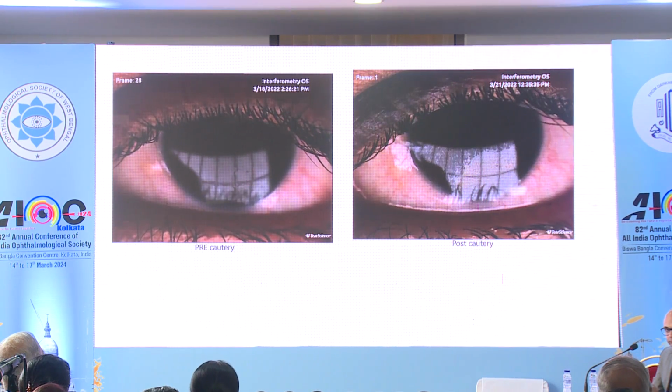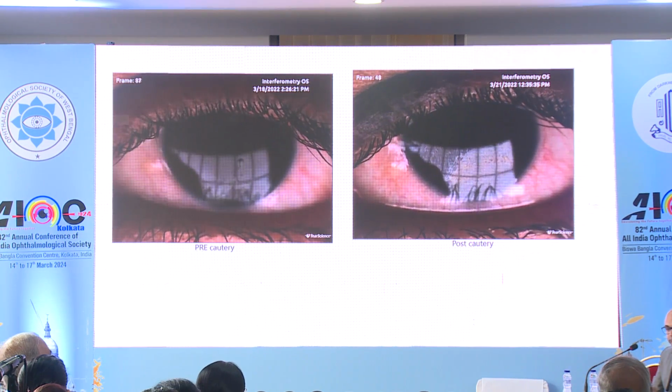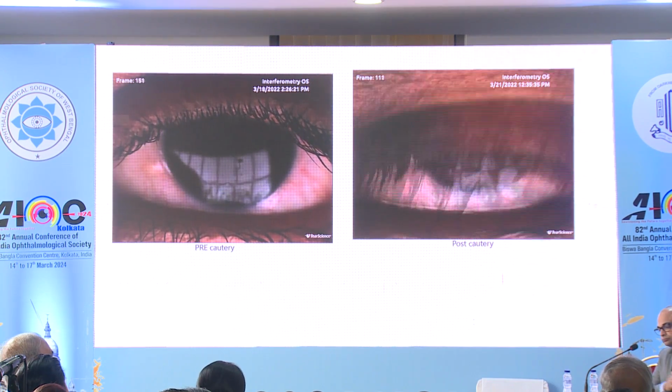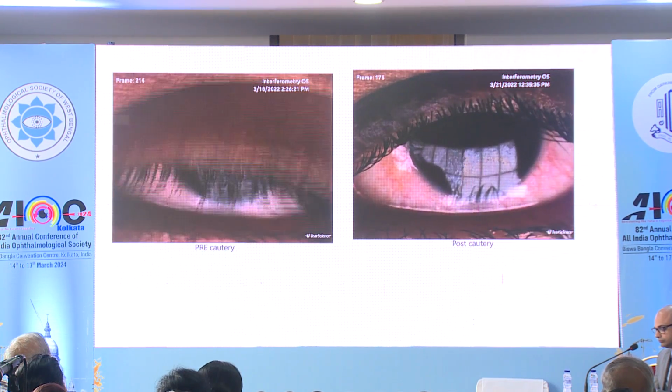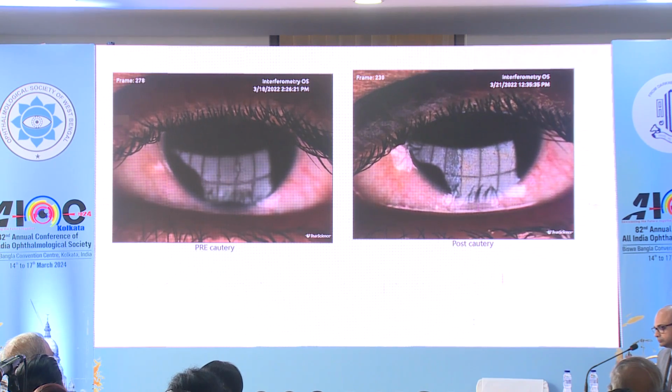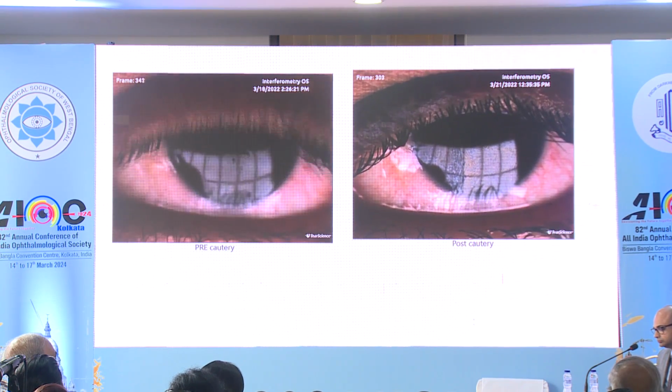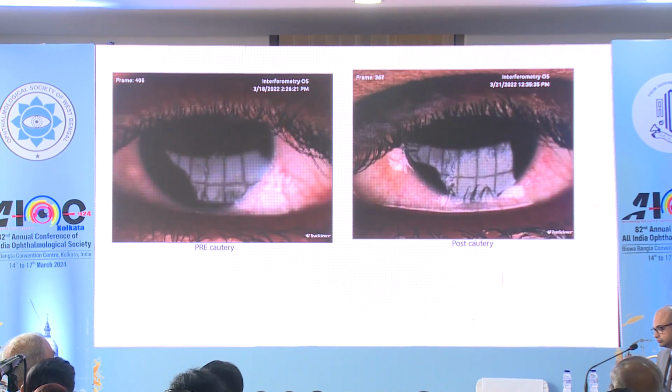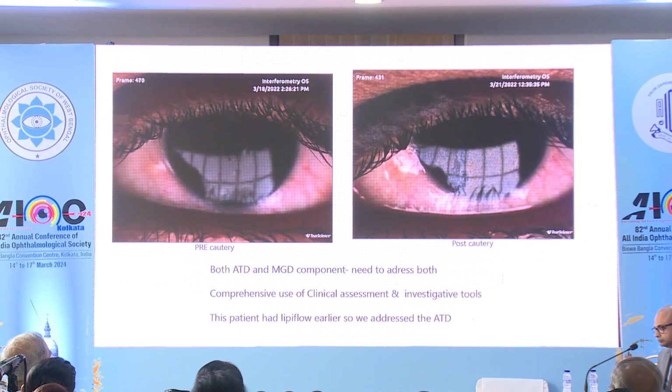So this is actually the LipiView showing the pre-cautery phase, where you can hardly see any movement of the tear film. You can see it's lackluster, and here the lipid level also, you're not doing anything to the lipid, but just the fact that the aqueous is there, your interference pattern is a lot better post-cautery.